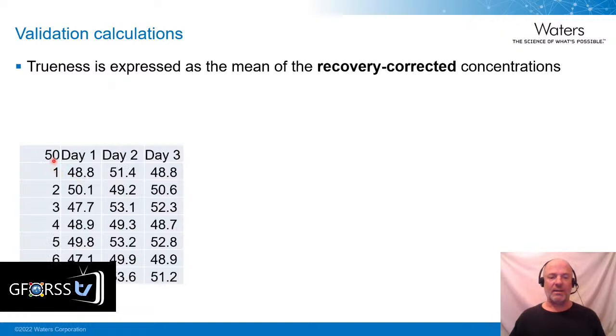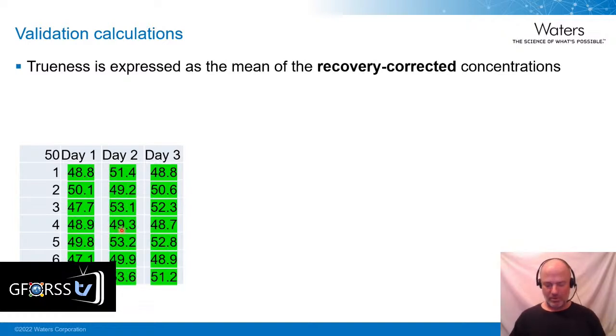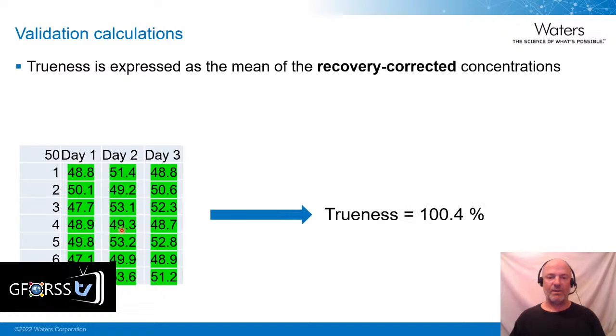So if we look at 50 micrograms per kilogram as an example of the MRL, we basically have 7 replicates over 3 days. Each of these values has already been corrected for recovery. So the next step we have to do is to create the mean of all the measured recovery values divided by the spiking concentration. And if we do this, we get a value of trueness of 100.4%. And then we need to repeat for each of the other concentrations.